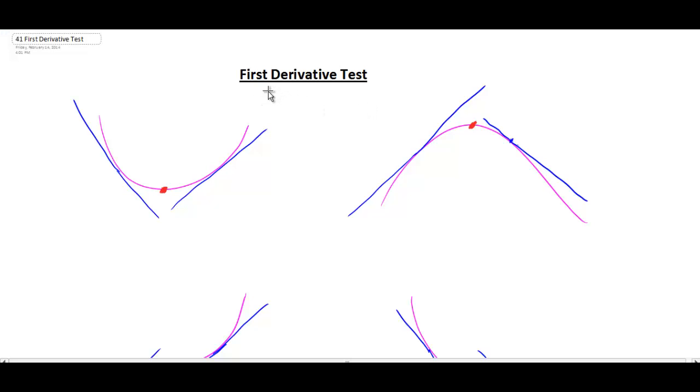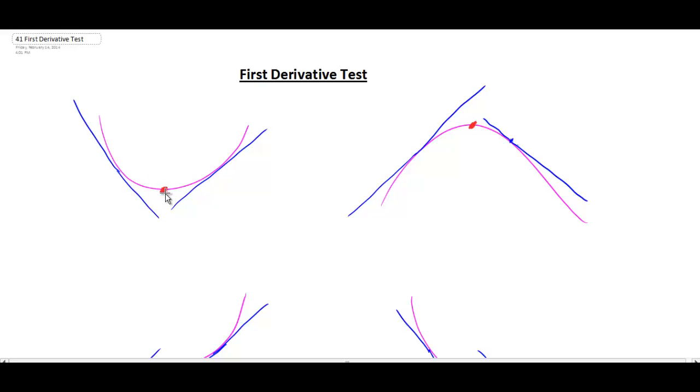This video looks at the first derivative test, and basically what the first derivative test tells us is where we have a relative minimum point and where we have a relative maximum point. And the idea behind the test is that we know that the derivative is telling us the slope of our tangent line.